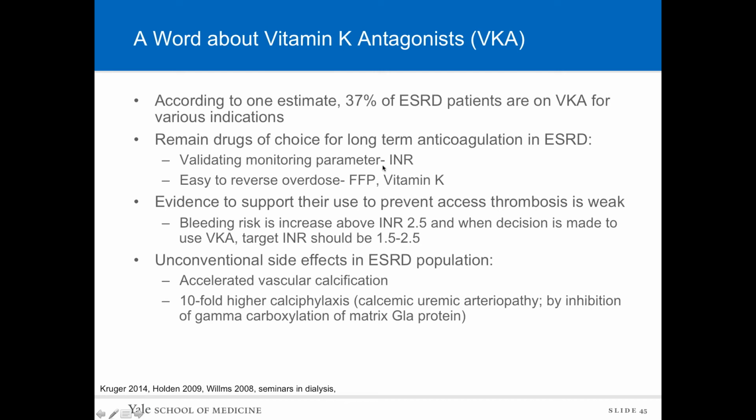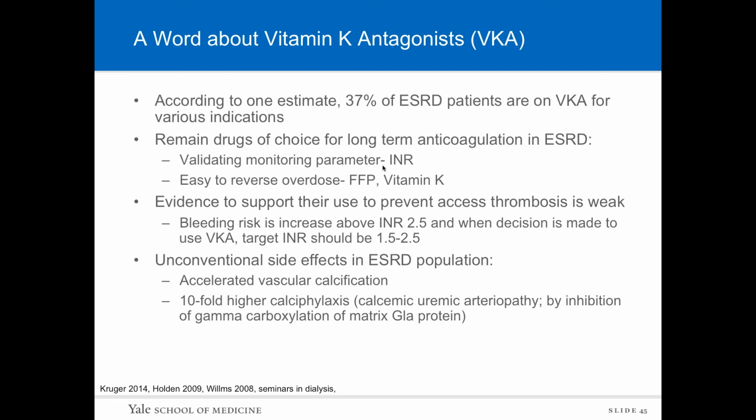Finally, a word about vitamin K antagonists such as Coumadin. According to one estimate, almost 37% of end-stage renal disease patients are on vitamin K antagonist therapies for various indications. Vitamin K antagonists such as Coumadin remain the drug of choice for long-term anticoagulation in end-stage renal disease. They have a valid monitoring parameter, which is the INR. It's easy to reverse in cases of overdose. One can use vitamin K or fresh frozen plasma.